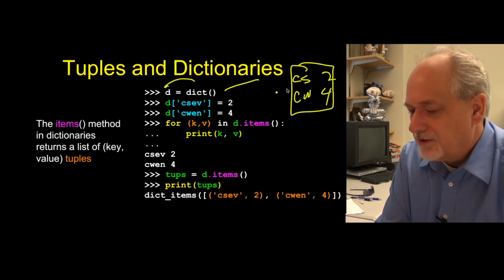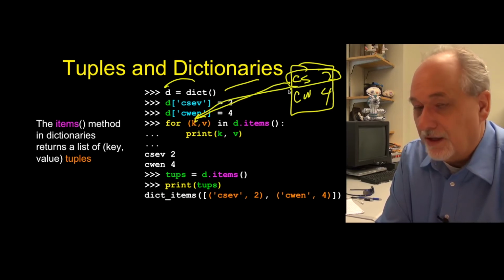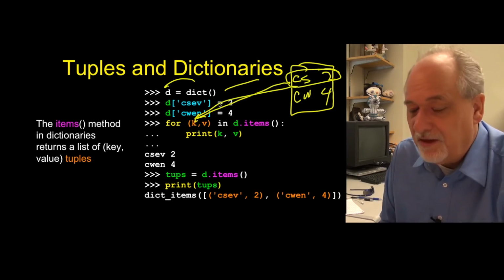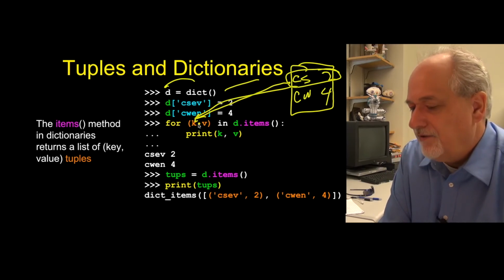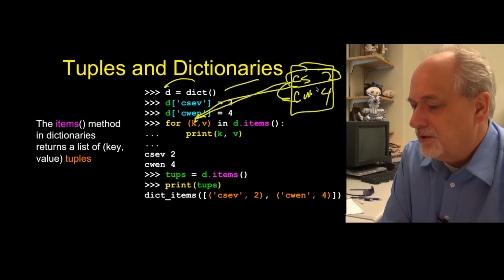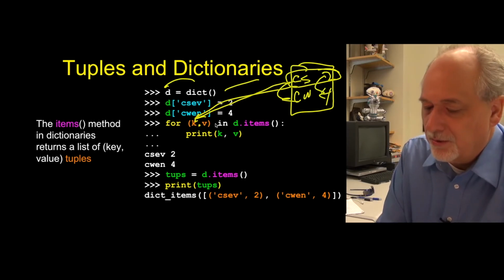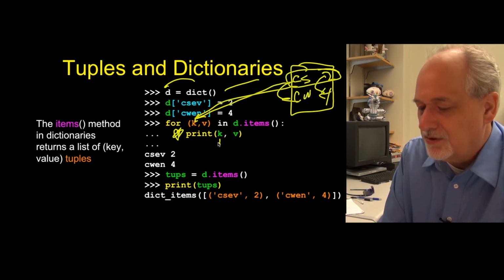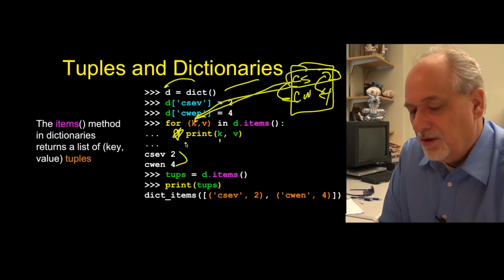So you can think of this as each one of these things is going to get assigned into this tuple, which means the first one's the key and the second one's the value. I use the variables k and v all the time in code that I write, just for my own sanity. So k and v are going to iterate successively through the keys and values. So this is going to run twice, and k is going to be csev 2 and chen-wen 4. The order just happened to stay the same.